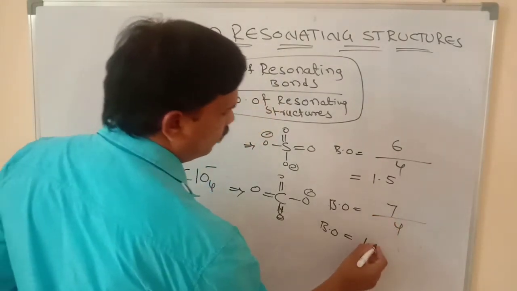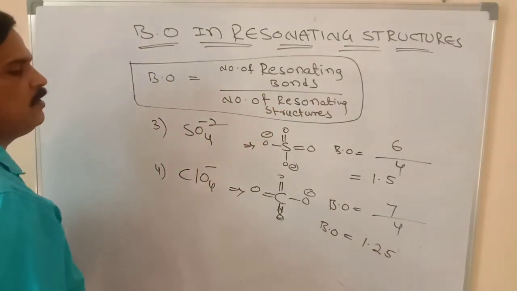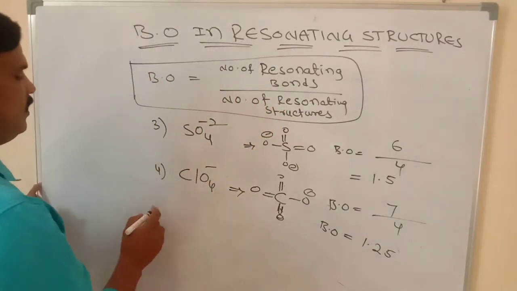4 ones are 4, 4 twos are 8, again 4 fives are 20. So 1.25. This is the bond order.